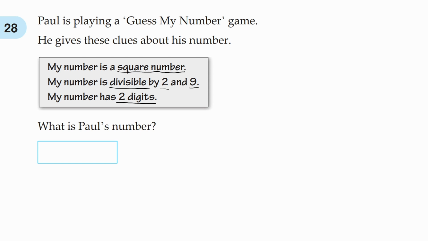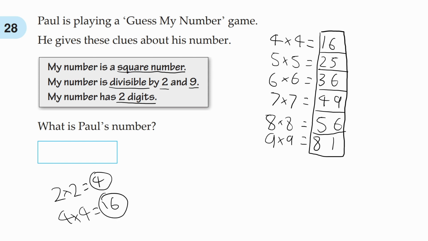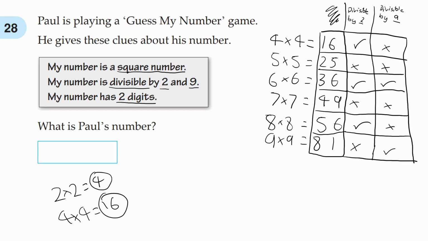So, if you don't know, a square number is basically a number times itself. So 2 times 2 equals 4. So 4 is a square number. 4 times 4 equals 16. So 16 is a square number. And so on. So let's list those out. So these are all our 2-digit square numbers. Now, we need to see if they're divisible by 2 and 9. So let's draw a quick table. We can see that 36 is the only 2-digit square number that is divisible by both 2 and 9. So Paul's number is 36.